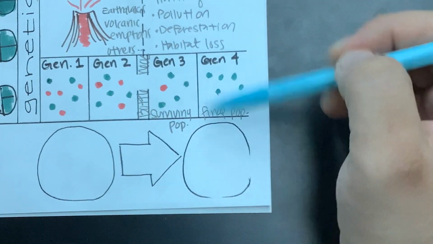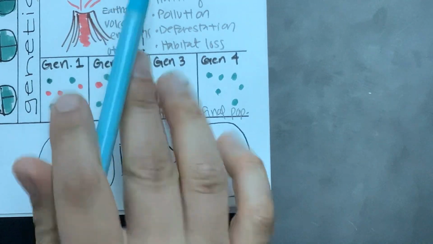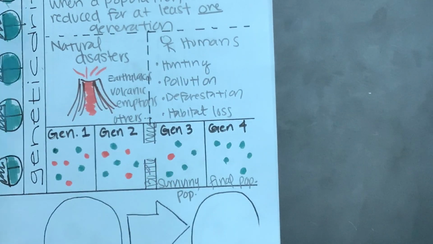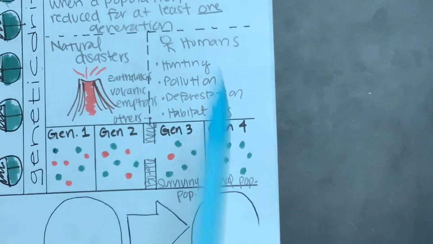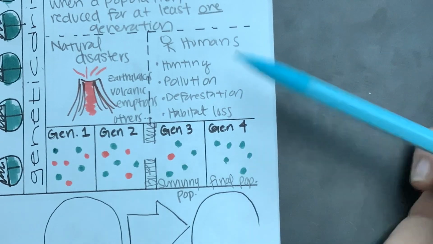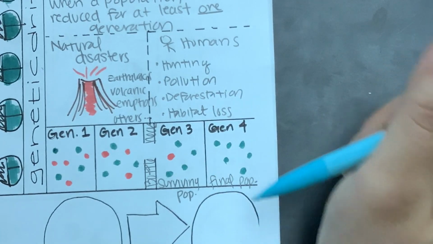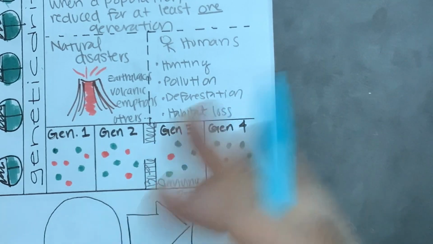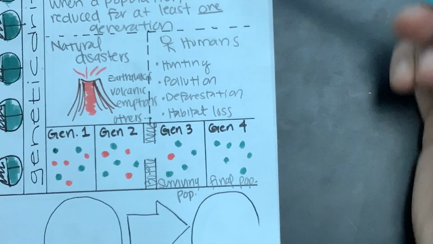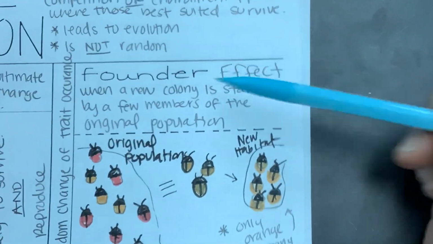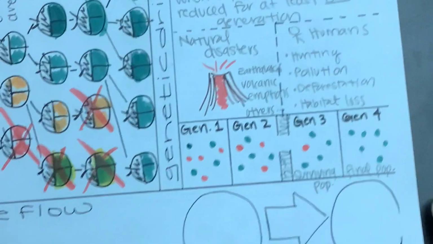So again, this can happen either through natural disasters or human activity. And again, this is random, right? This isn't something you plan, like, okay, let me go cut down all the trees and cause some bottleneck effect. It's more of a random thing. And the founder effect is also random, and mutations are also random. Okay, so far this is what you have.